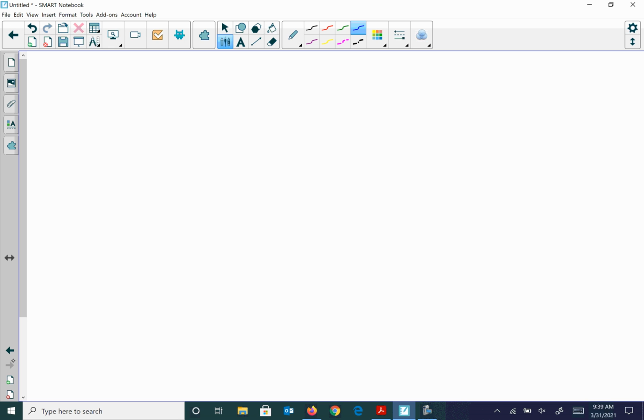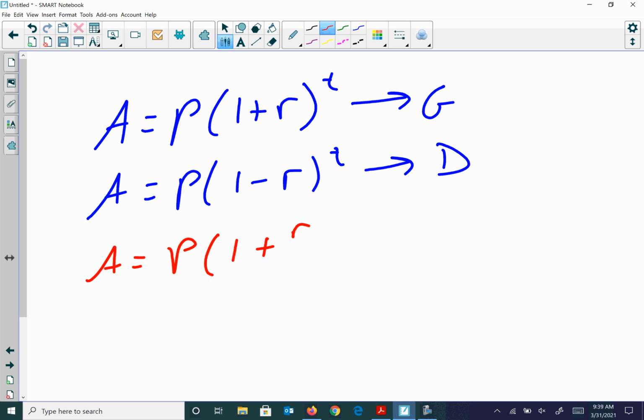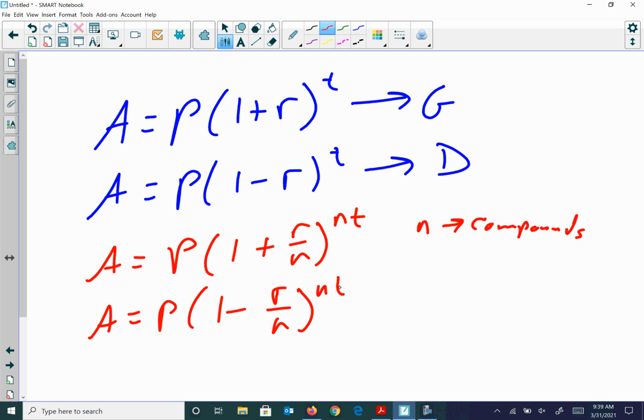And then we need to remember our growth equation. So A equals P times (1 plus r) raised to the t. And if I have A equals P times (1 minus r) raised to the t, this is growth, this is decay. But then we also modify these equations to look like this: P times (1 plus r over n) raised to the nt, where n is how many times it compounds. If I have the same equation like this, it's going to be (1 minus r over n) raised to the nt. So this one's growth, this one's decay.